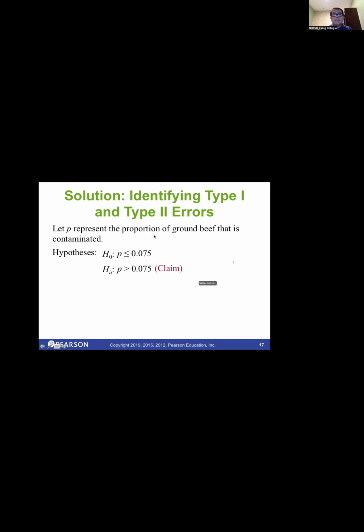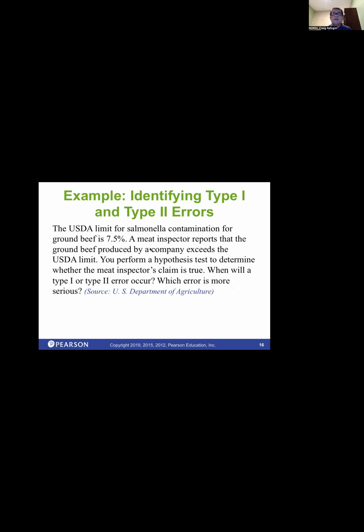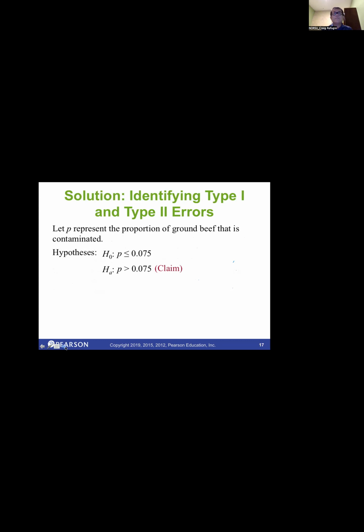So we have here H0 and then HA. Take note that the one being claimed is P greater than 0.075. And why are we using P? Because the given data is in terms of percent, not any other value. It is mentioned there: the meat inspector reports that the ground beef produced by a company exceeds the USDA limit. So that's the claim. And then you are going to perform a hypothesis test. Okay, so these are our hypotheses, H0 and then HA.